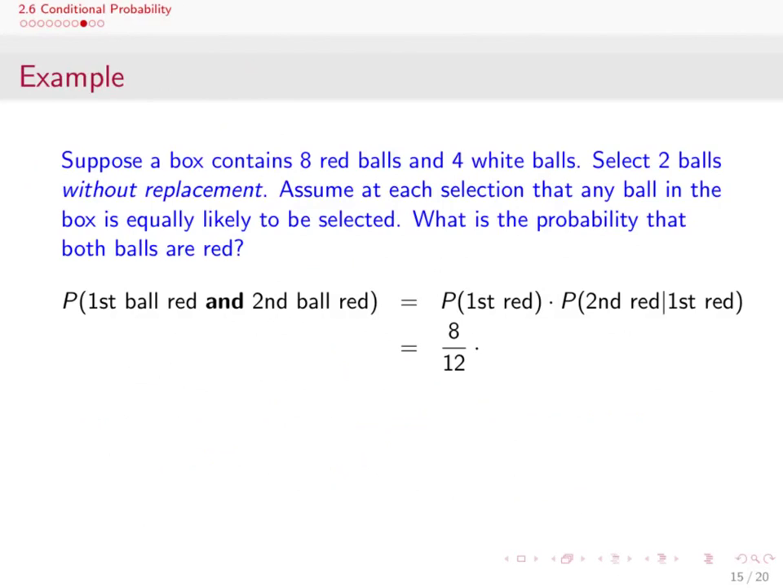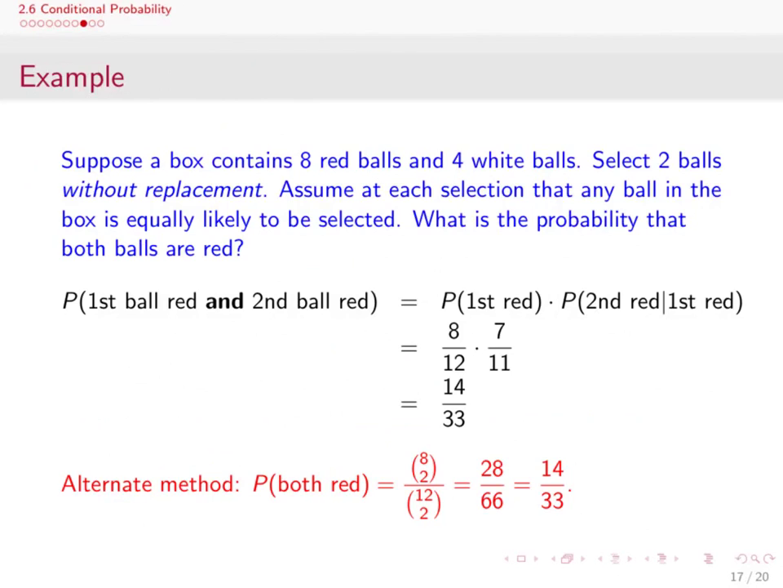In particular, the probability of the first ball being red is 8 out of 12, since there are 8 red balls out of 12 total. And then when we get to the second slot, we've already selected 1 ball. So that means there are only 11 balls that remain, and only 7 of them are red. So we multiply by 7 over 11 to give us 14 over 33. It's important to recognize that embedded into this question is really a conditional probability, that 7 over 11.